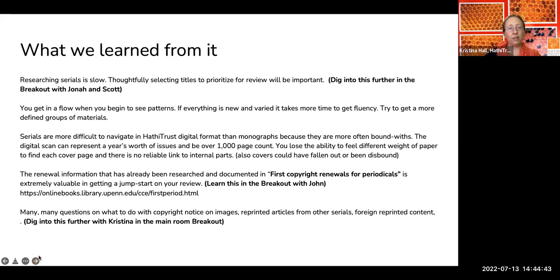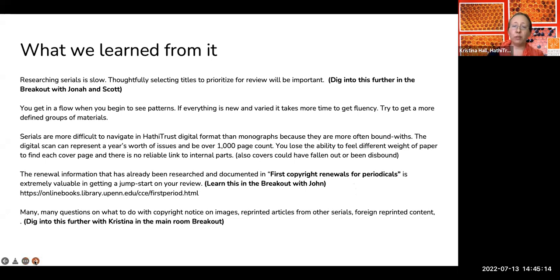The other thing is that serials are more difficult to navigate in the HathiTrust digital format. You get an entire year's worth of that serial bound together. It can be 1,000 pages, slow loading, and difficult to navigate. You're sitting there waiting for the pages to load, and there are no good internal navigation links. So that's a challenge for us, to navigate them and find where the content that we need to look at is.